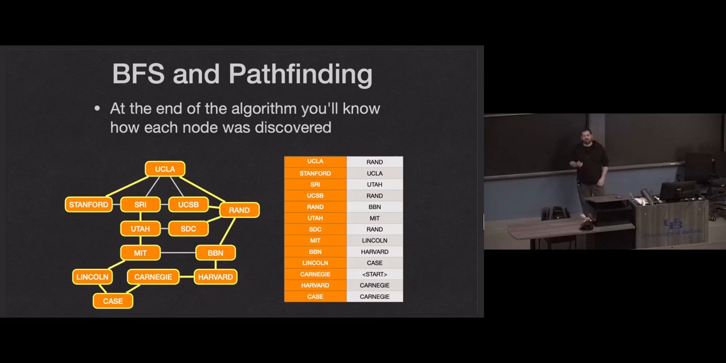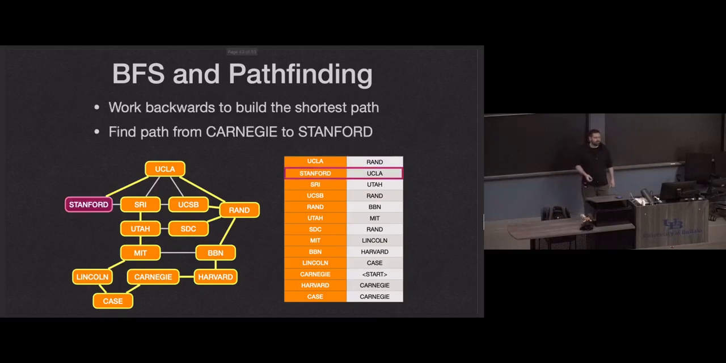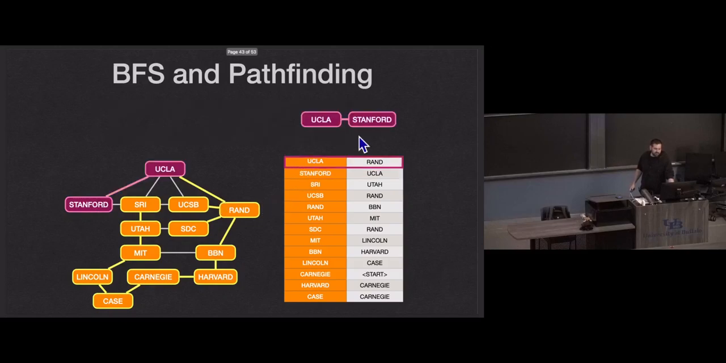And then when we want to find our path, we're going to work backwards. So say we want to find the path from Carnegie to Stanford. We're going to start at the target, start at the end point, and ask each node, who found you? So we're going to ask Stanford, who found you?